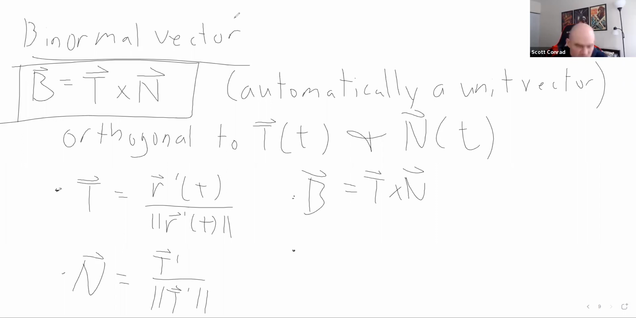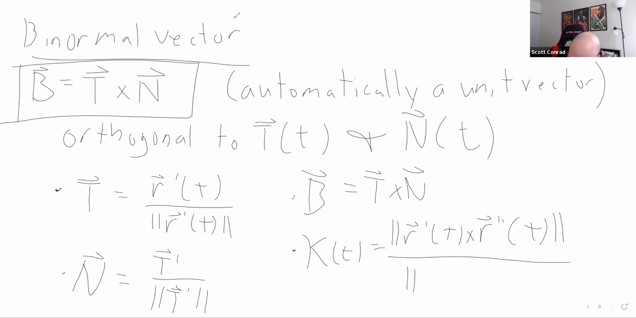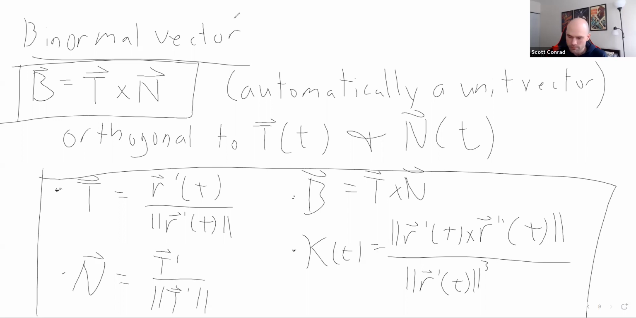And just so we can remember, the curvature function is going to be magnitude r prime cross r double prime divided by magnitude r prime cubed. So these are the four formulas you need to remember from today.